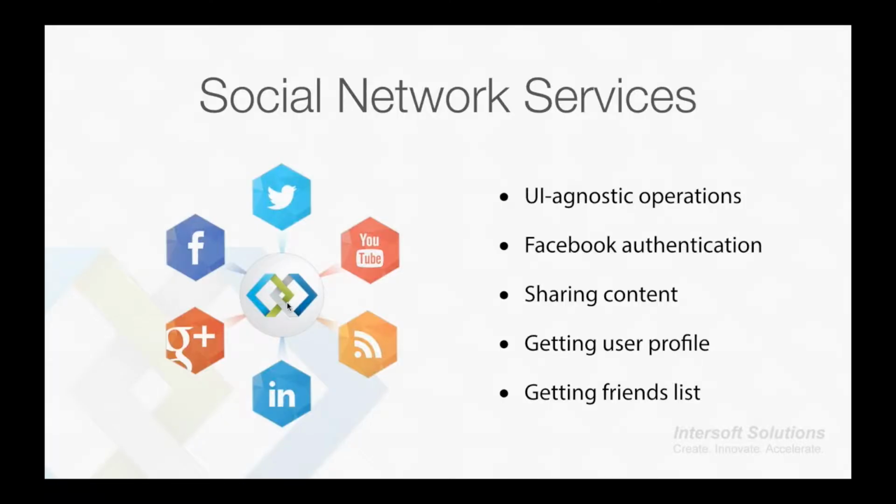Not only push notification services, Crosslight 2 also introduces advanced social network services capabilities. What's special about the social network service is that the social network services are UI agnostic. This means you can perform Facebook authentication completely without any user interface. Not only that, you can also share content, get user profile information, and get the friends list from popular social networks. In just a moment, I'll show you how to use Facebook authentication in Crosslight Business app.